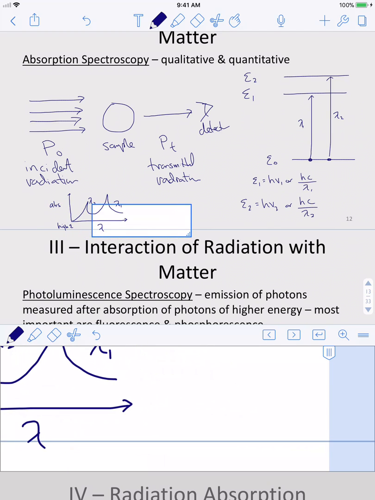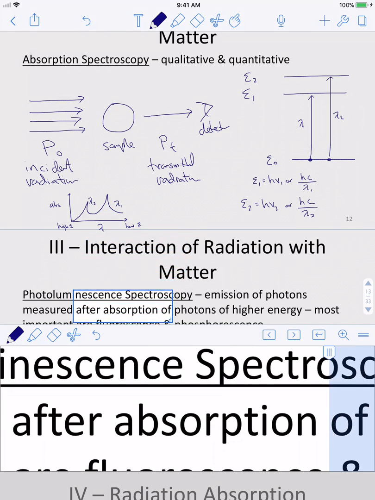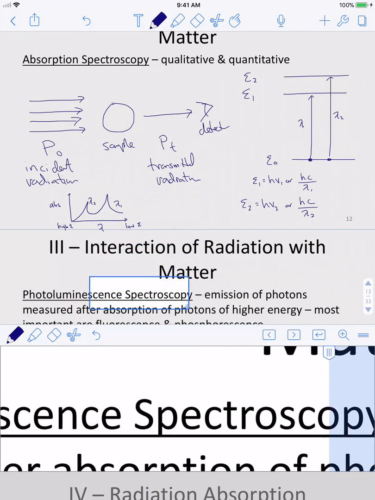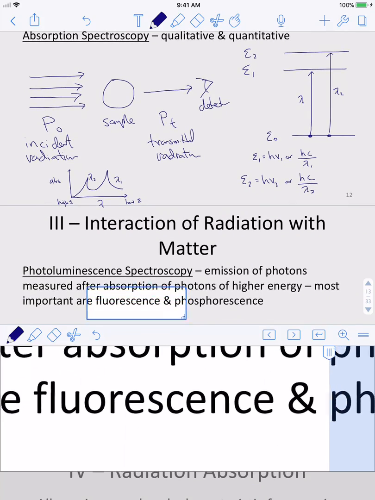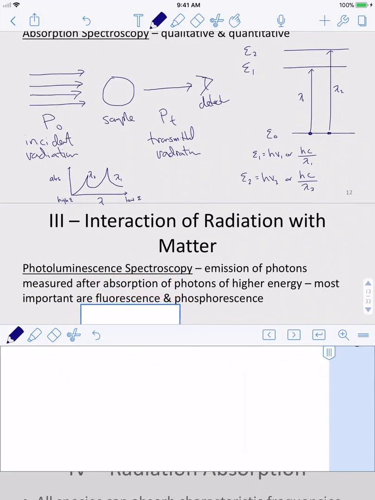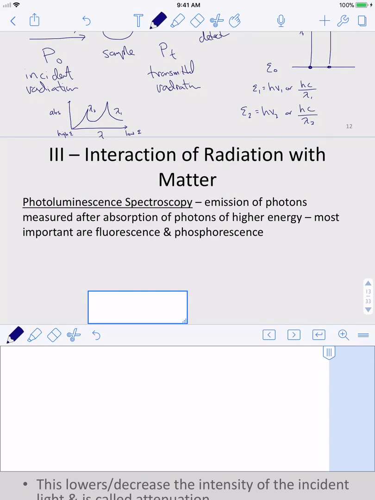High energy over here, lower energy over here. All right, then we have something called photoluminescence spectroscopy, where we're looking at emissions of photons instead of absorptions. So we first absorb photons of higher energy, and then we emit photons of lower energy. We call that red-shifted because if you look at the visible spectra, red is on the lower energy scale. Blue shifted would be shifted towards higher energies.